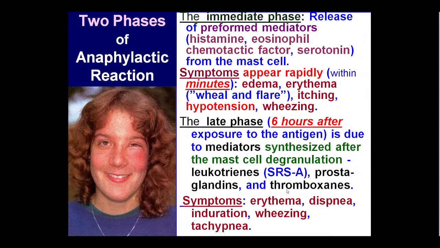Prostaglandins and thromboxanes also are released. Symptoms of this late phase: erythema, dyspnea, induration of tissues, wheezing, and tachypnea.